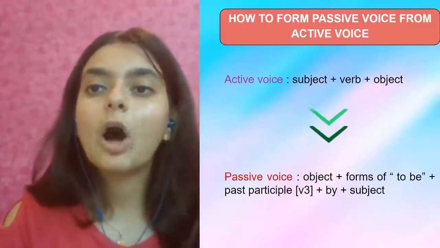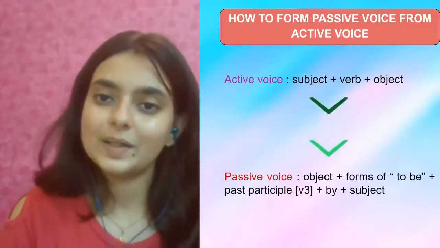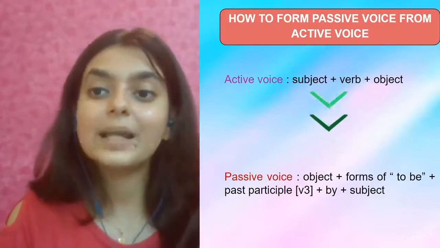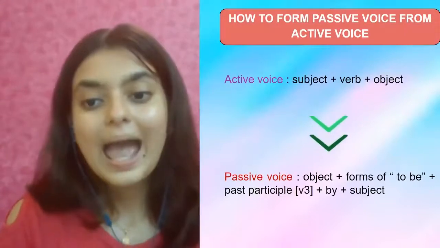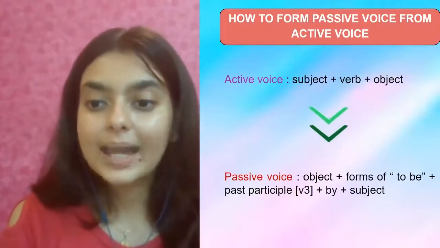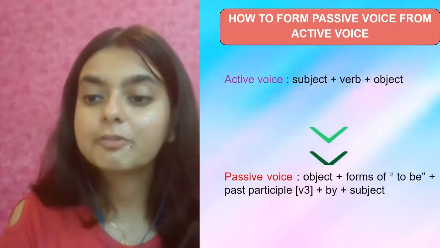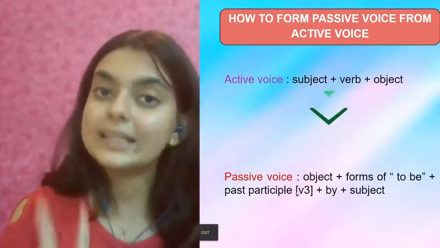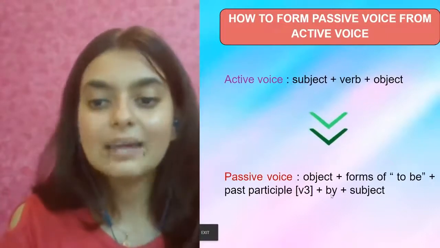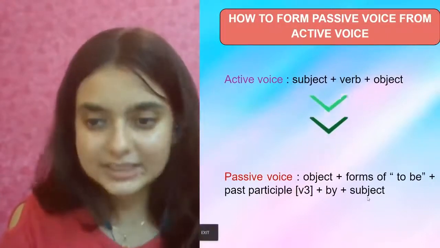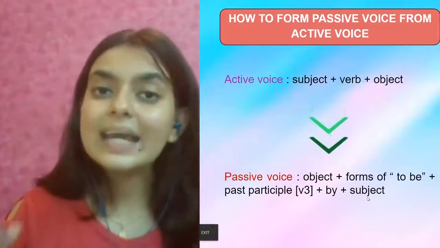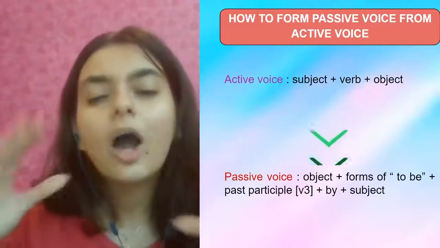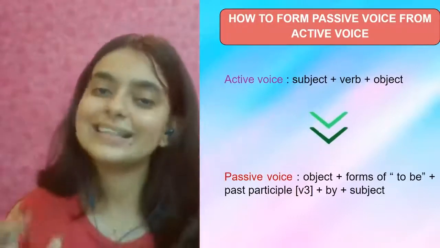So how to form passive voice from active voice? That is again very interesting. Active voice, subject plus verb plus object, as I told you, and passive voice is object plus forms of to be plus past participle. So as I told you, always look for V3 or past participle, and then you have by, and then you have subject. Okay, so very easy, just look for V3. If there is V3, obviously your sentence is in passive voice.